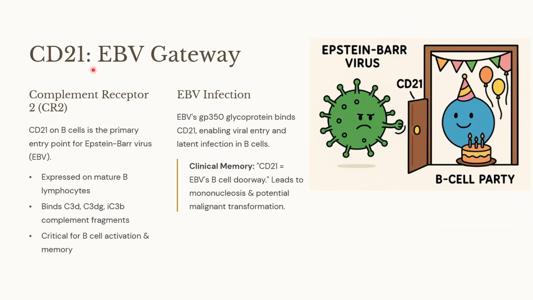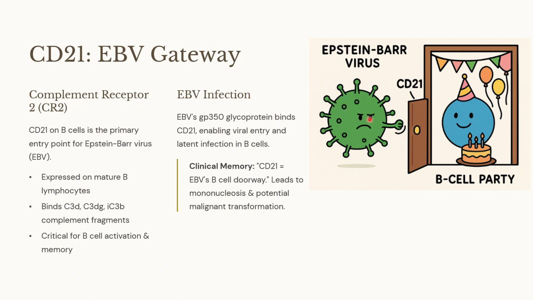We come to the end of the slide. So I want to make it a little bit interesting for you. CD21 on the B cells is the primary entry point for Epstein-Barr virus. You can see I have drawn it as a door, CD21. It is the entry point for Epstein-Barr virus.